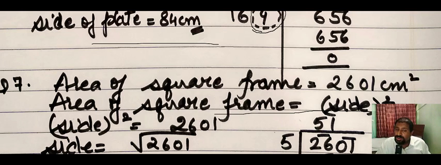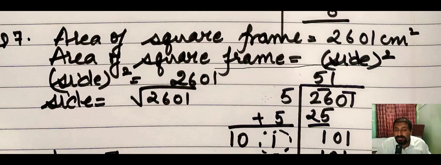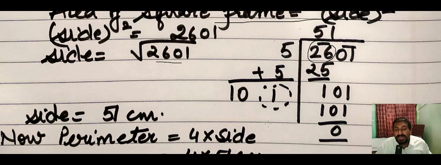Now the area of the square frame, again they had given 2,601, and we know that the area of the square frame is equal to side square. I have equated both of them, and we need to calculate the square root. Again I have done the pairing here. Pairing started from the unit digit, but my first period comes out to be 26, and for the first period I always have to select from a square table. On selecting, I find that 5 square is equal to 25.